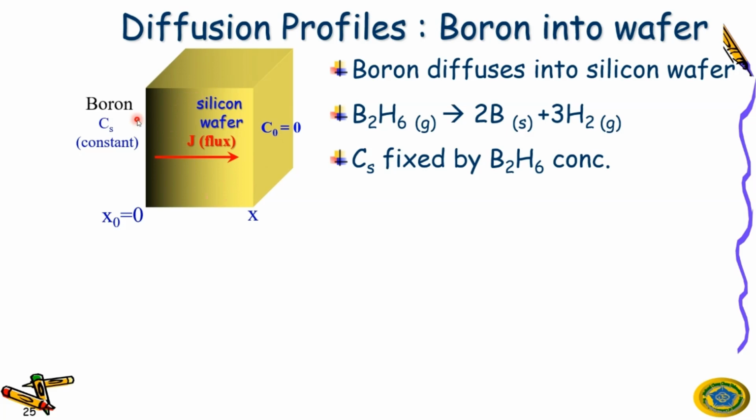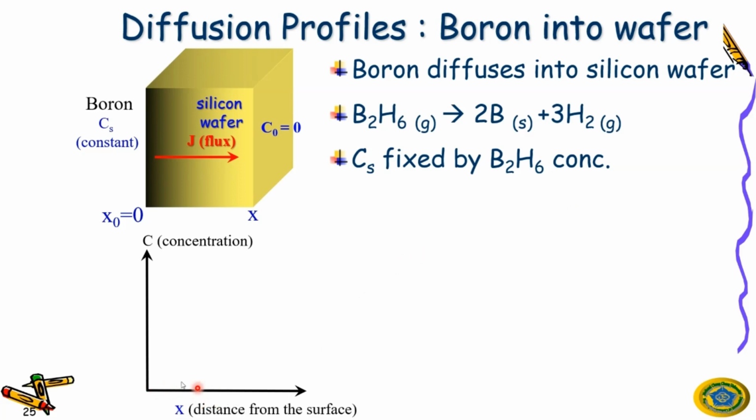Eventually, all the silicon will be filled with boron, but it takes a long time, probably 1 year, 2 years, or 10 years. But within 10 minutes, the boron will go in only a certain distance, and you can see the profile like this. So this is concentration on the y-axis, and the x-axis is the distance from here. So you can plot the concentration something like this, right? It's high at the surface and 0 at the end.